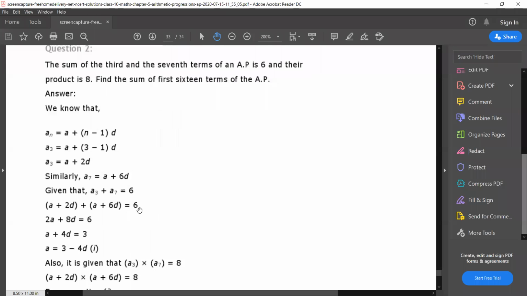In the second question, this is given to us: third and seventh term का sum 6 है, so a3 plus a7 is equal to 6. We can write instead of a3, a plus 2d, plus a plus 6d is equal to 6. By solving them, we get a is equal to 3 minus 4d.